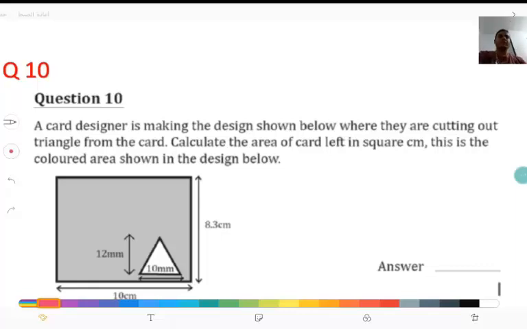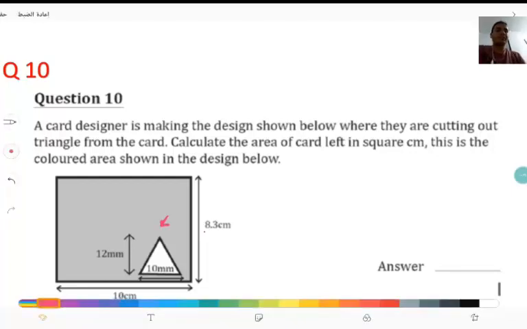A card designer is making the design shown below, where they are cutting out a triangle from the card. Calculate the area of card left in square centimeter. This is the colored area shown in the design below. Alright, so the card after cutting the triangle will be the total area of the rectangle, subtract the area of the small triangle inside.